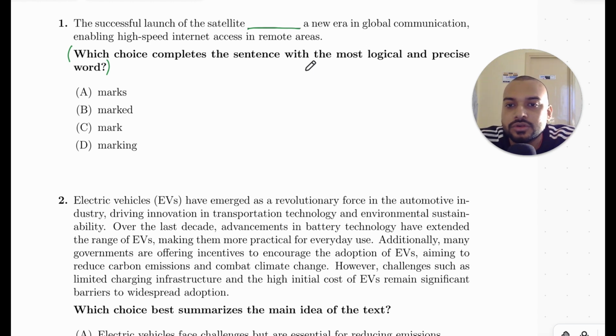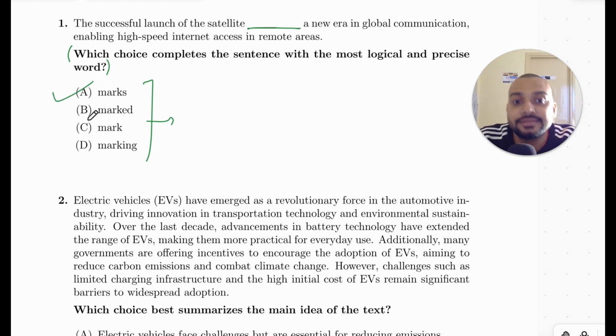The successful launch of the satellite dash a new era in global communication, enabling high-speed internet access in remote areas. Okay, so all four options, when you look at them, are surrounding the word mark. And these are different verb tenses of the same word mark. So we'll go with the present tense, the most obvious one. Marks: the successful launch of the satellite marks a new era in global communication, enabling high-speed internet access in remote areas. Option A is the most correct one.